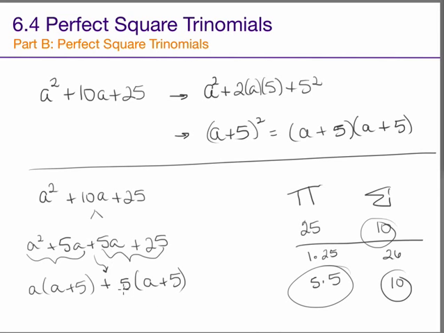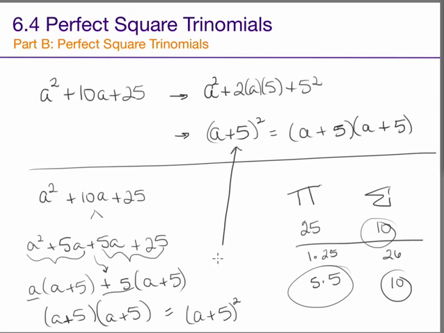5 times a is 5a. 5 times 5 is 25. The greatest common factor of these two terms is (a plus 5). What's left over is (a plus 5). So a squared plus 10a plus 25 can be written like this: (a plus 5) times (a plus 5). Of course, that's (a plus 5) times itself, so we can write it as (a plus 5) squared. Same answer, different approach.